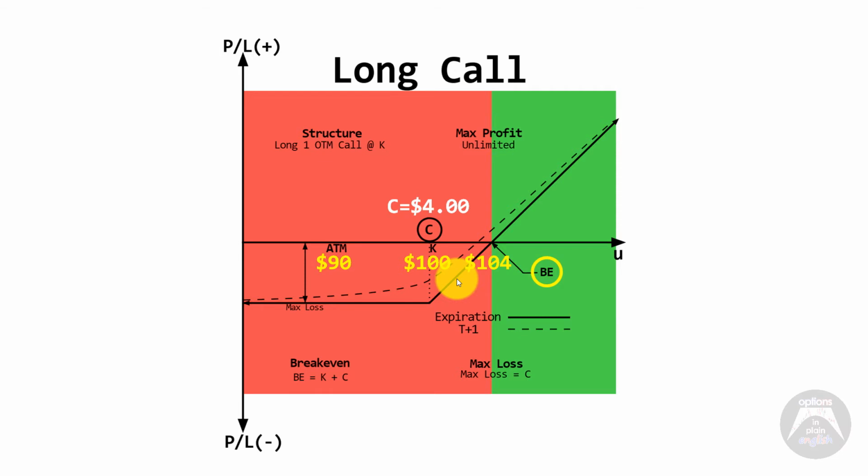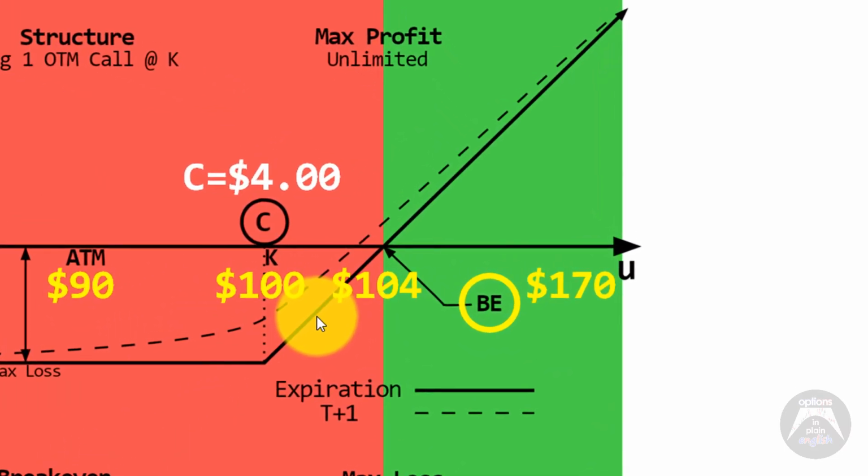What will happen if at expiration our underlying price goes to $170? So you bought the $100 strike price call for $4 when the price was at $90. Now at expiration, the price went to $170. So it went $80 higher. What's going to happen to your call? What's going to happen to your strategy? Are you going to make money?